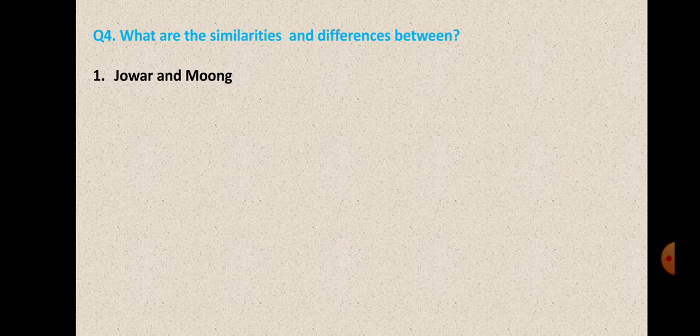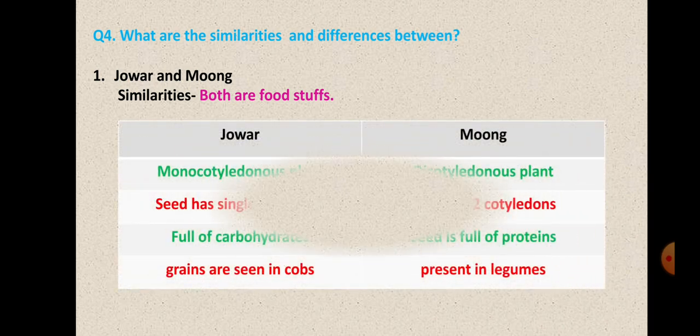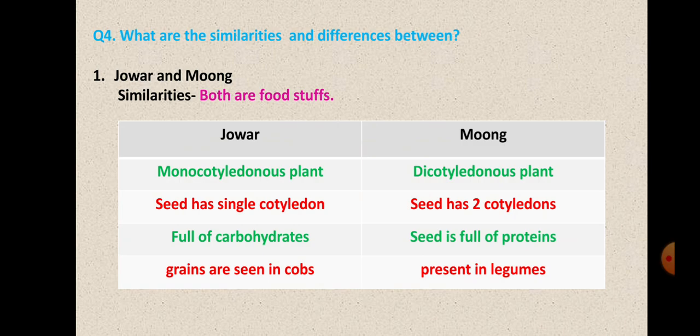Question number 4, what are the similarities and differences between? First you will write the similarities and then you will write the differences. So the very first one is jowar and moong. Similarities: both are foodstuffs. The differences: jowar is a monocot, moong is a dicot. Jowar, as it is monocot, has one single cotyledon. Moong has 2 cotyledons.